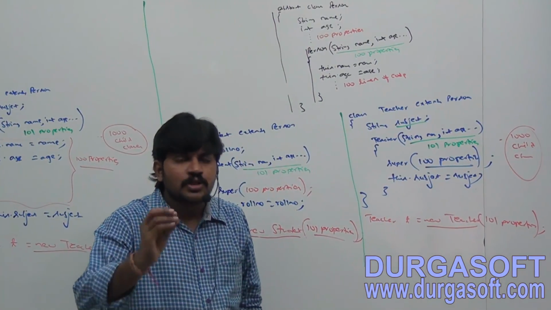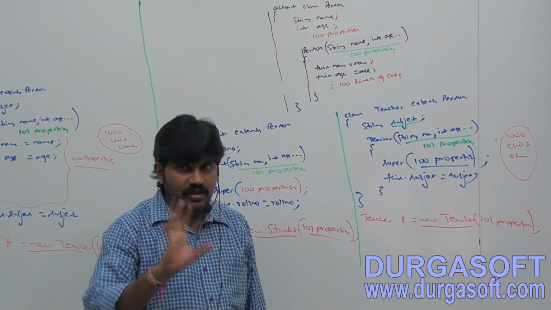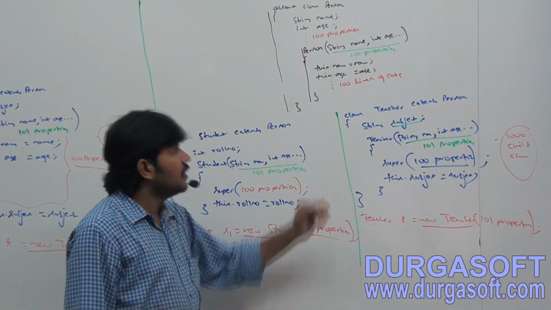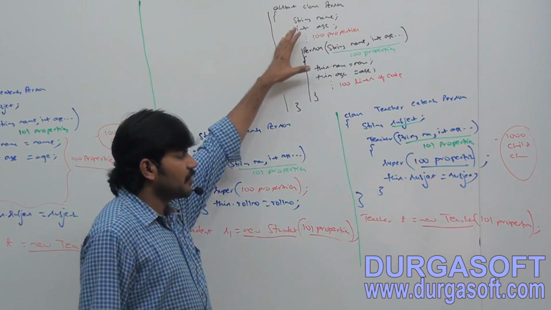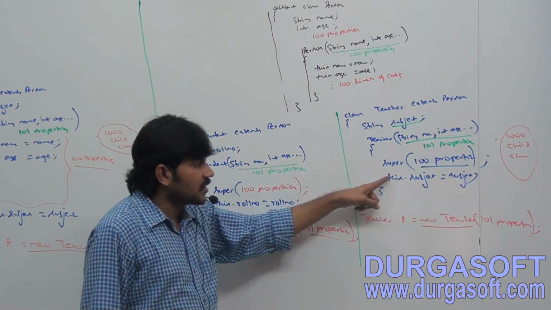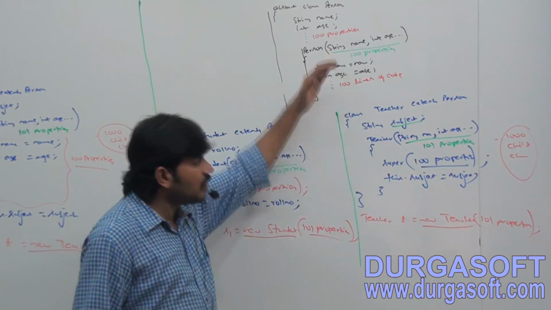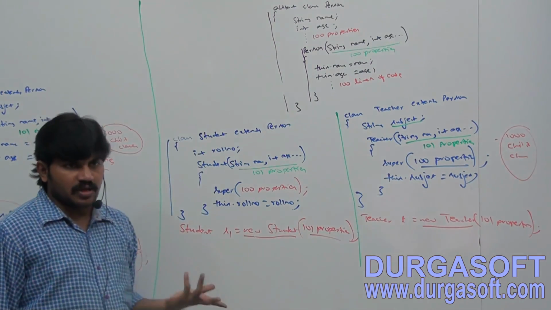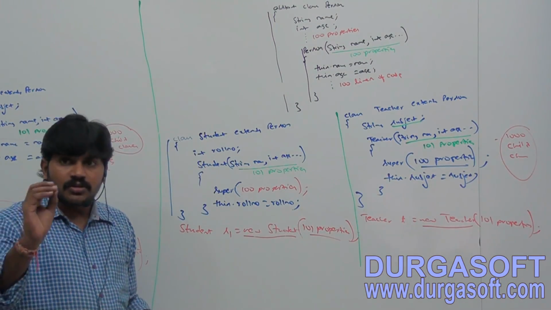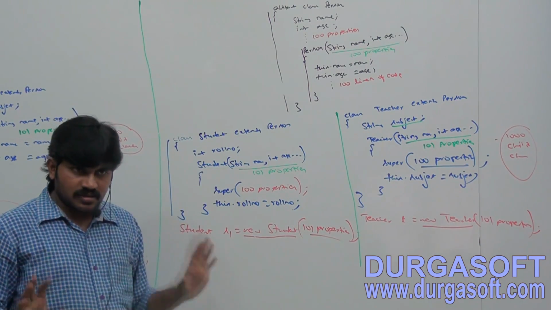The constructor's purpose is to initialize an object, but not to create an object. Observe, don't get confused. The constructor's purpose is to initialize. This constructor is initializing the properties which come from the parent, and this constructor is initializing the remaining properties for the child. So in total, 101 properties will be assigned to the teacher object, and likewise to the student object. Are you able to understand? This is the role of the constructor present in an abstract class.